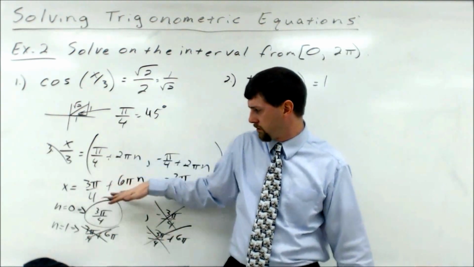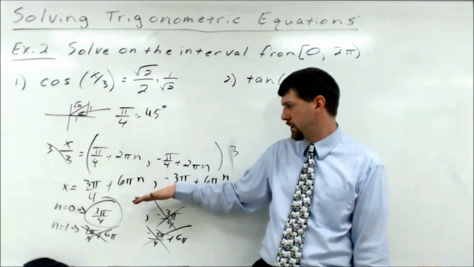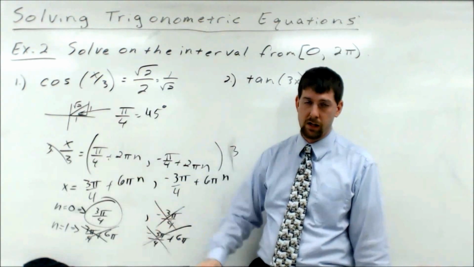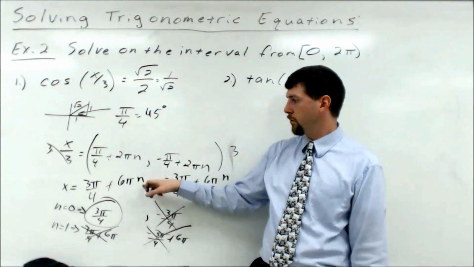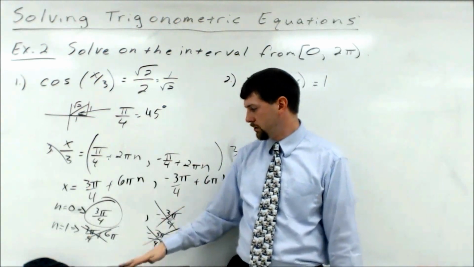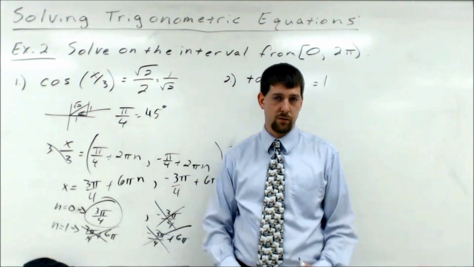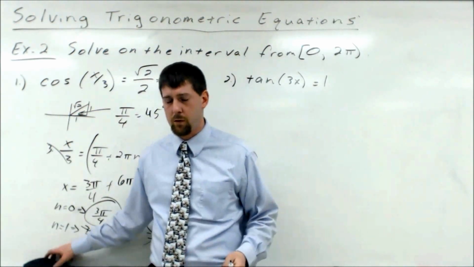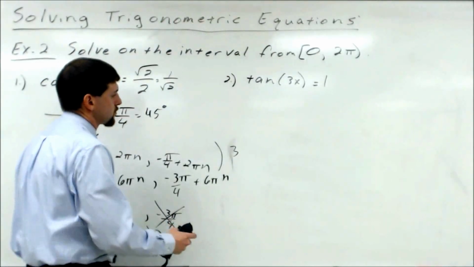So it's really taking the problems we did in the last section and just plugging in 0 for n, see what it gives me. Is it between 0 and 2 pi? 1 for n, 2 for n, 3 for n, and keep going until no more numbers are fitting between 0 and 2 pi. Number 2 here has got quite a few more solutions to it. So let's work it.